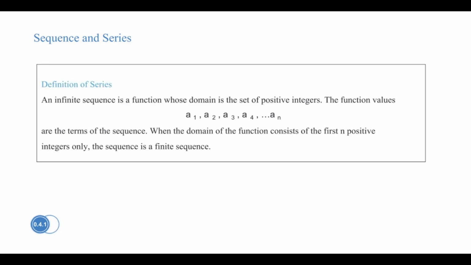A series is the sum of terms of a sequence. The difference is simple. A sequence is a list of numbers, and a series is what we get when we add those numbers together. For example, if the sequence is A1, A2, A3, and so on, then the series is A1 plus A2 plus A3, and so on, all the way to An. Later, we will use series to find sums of arithmetic and geometric patterns.